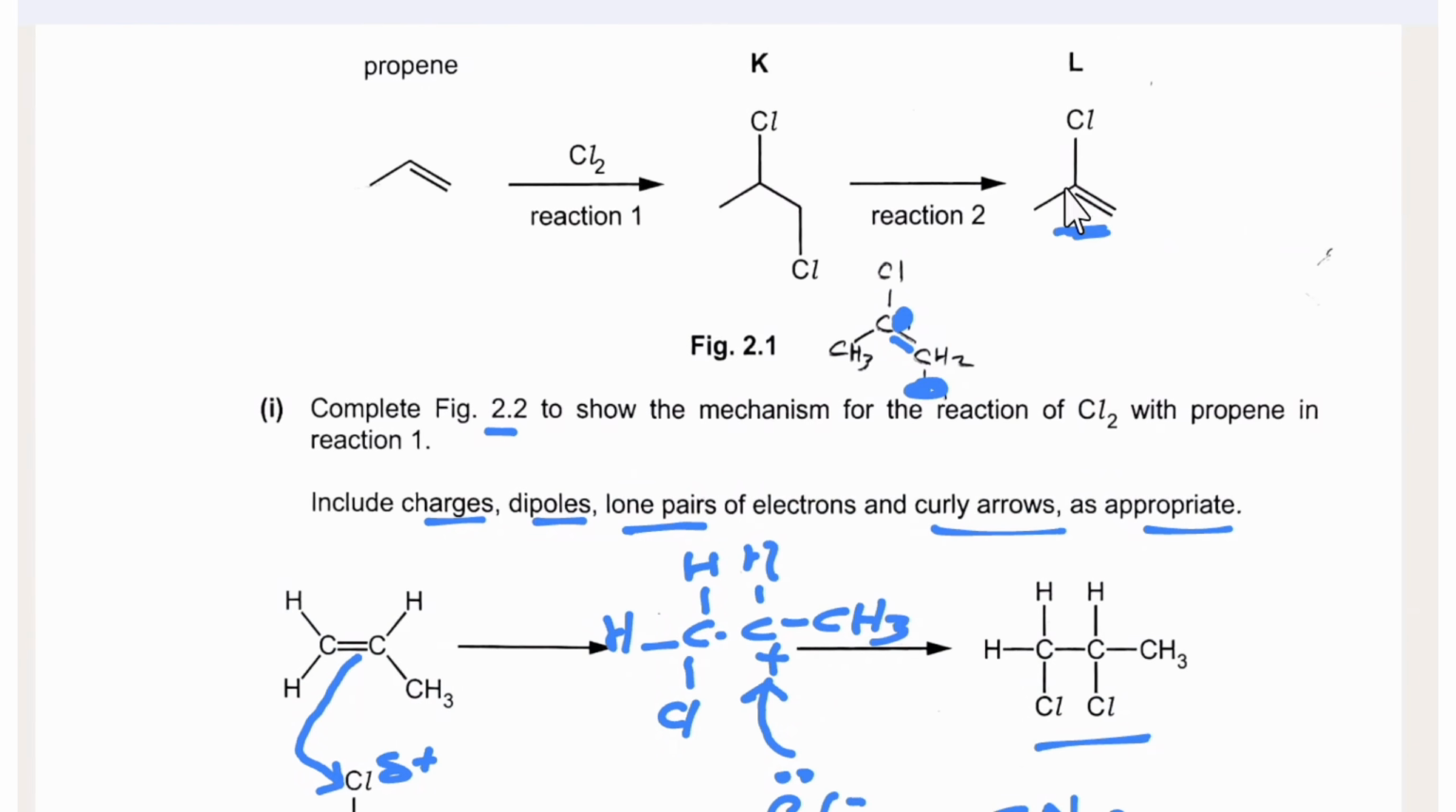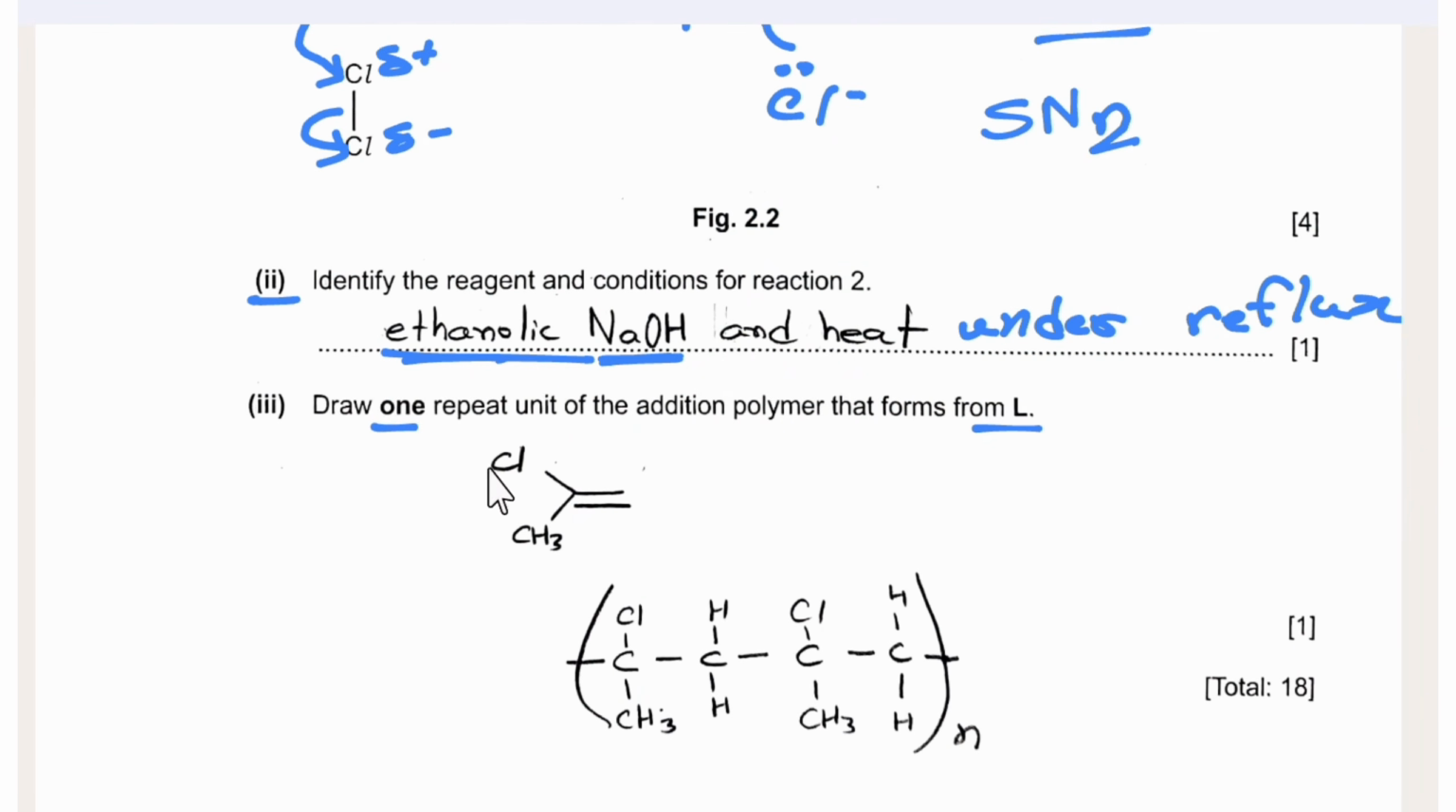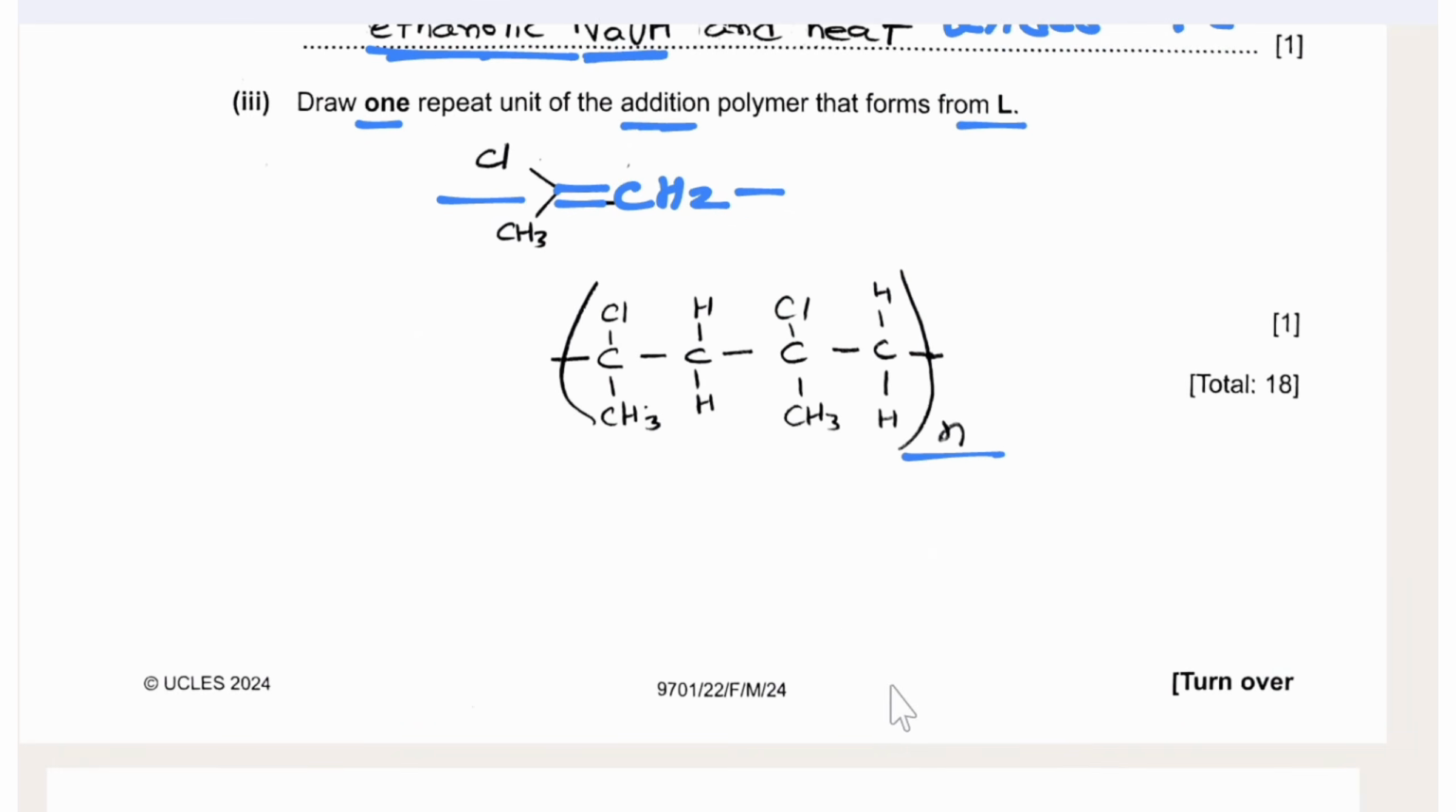So for L, this carbon atom is double bonded to the next carbon atom, and one methyl group and one Cl is present. So the carbon atom is bonded to another carbon atom, a methyl group and Cl, and this is the double bond. As it is an addition polymer, the double bond breaks, and here there is a CH2 group that is not shown. So the double bond breaks and the bond opens. This is the one repeat unit, and this is the structure of the addition polymer.